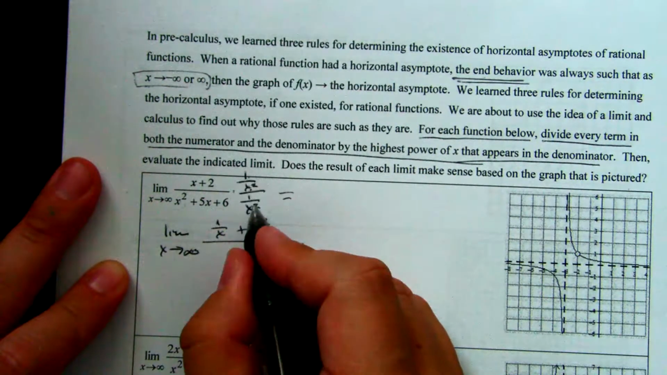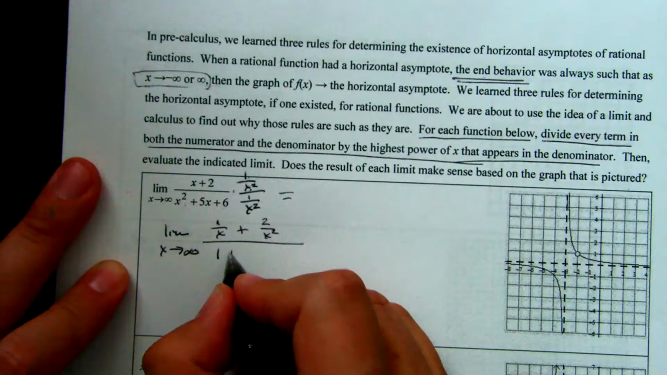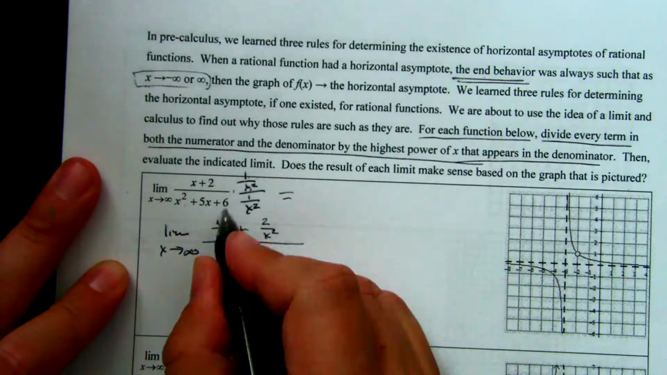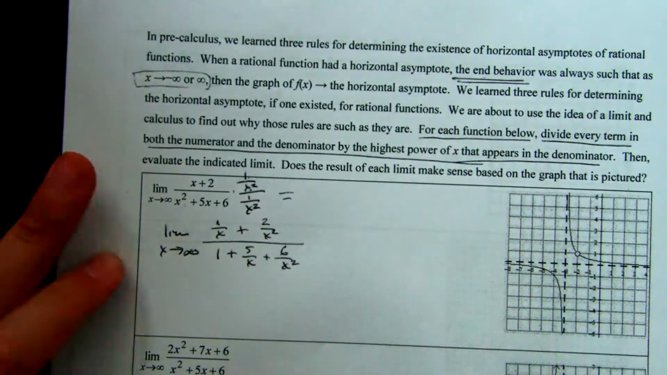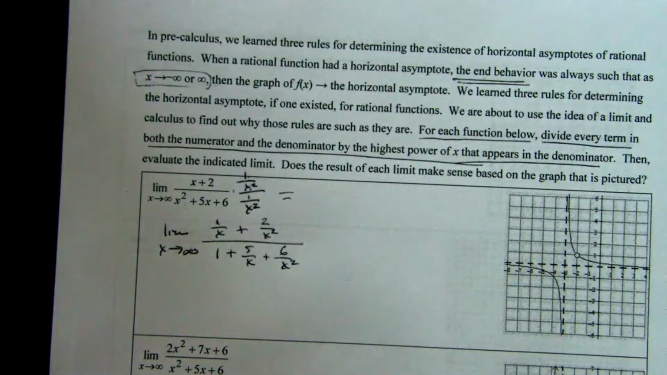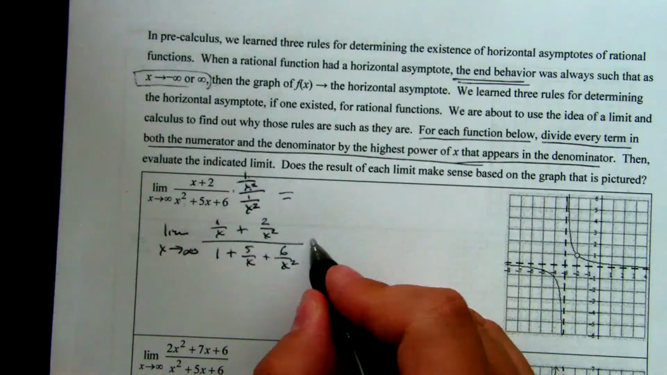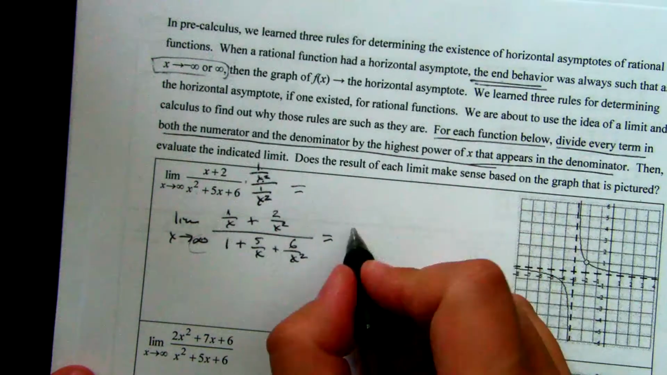X squared over x squared is 1. 5x over x squared is just 5 over x. And 6 times 1 over x squared is 6 over x squared. Now I can do my substitution, and I'm going to do it in a kind of a funny way. I'm not really substituting because you can't substitute infinity. It's not a real number.